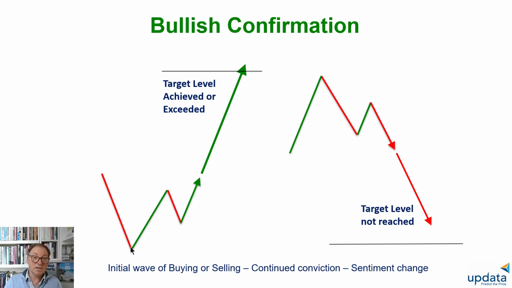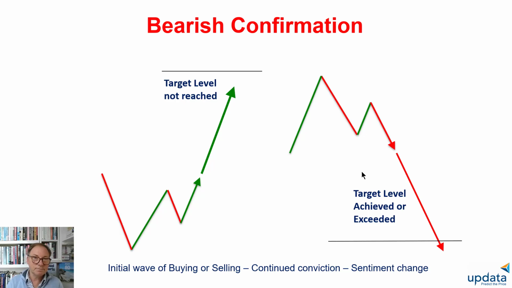So remember, this is an initial wave of buying, and then this is the resultant. And here, that wave of buying is confirmed with the target being met. Here we've got a downside selling thrust, and with that wave of selling, we don't quite get there. The conviction, or there's a sentiment change on the way to that price target. So that's an example of bullish confirmation: upside targets achieved or exceeded, downside targets not quite being met.